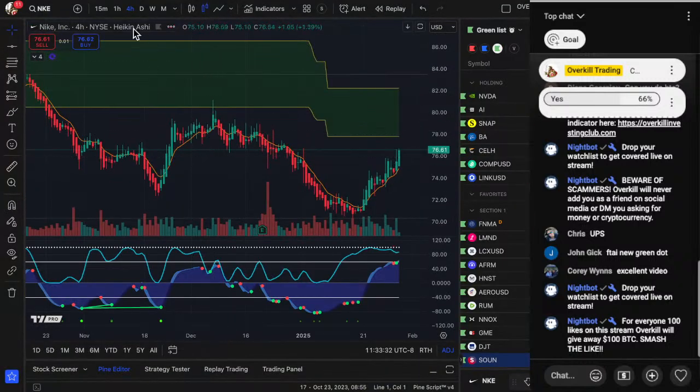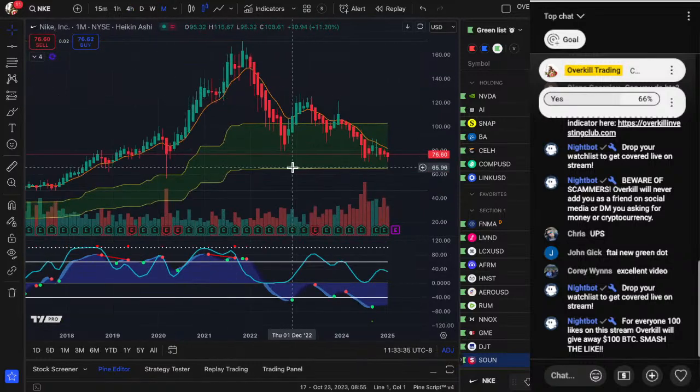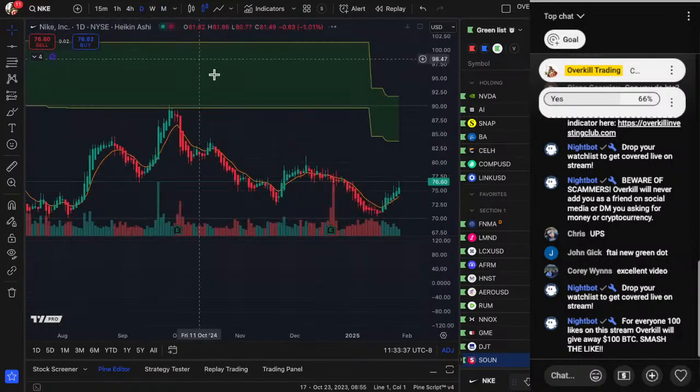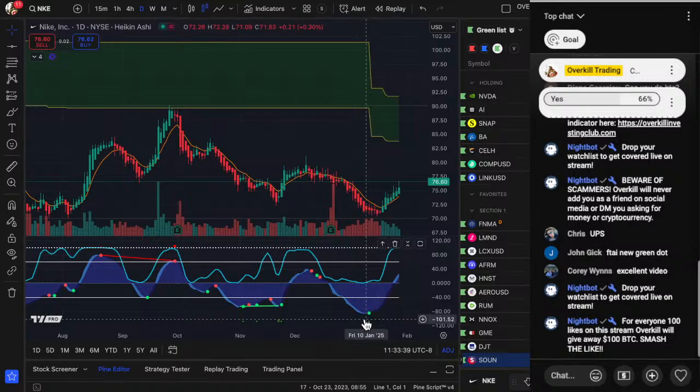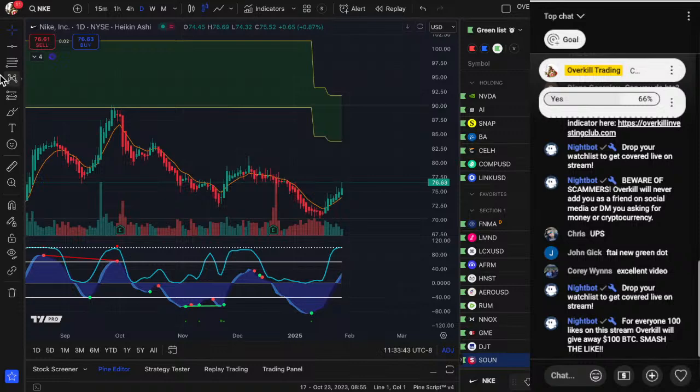Nike. Nike's green on the monthly, but that thing you should have entered right here back on Monday at 71. Looks like it's still pushing. Just keep inching your stop loss up. I put mine right now at like 73 at the moment, and then just let that thing ride.